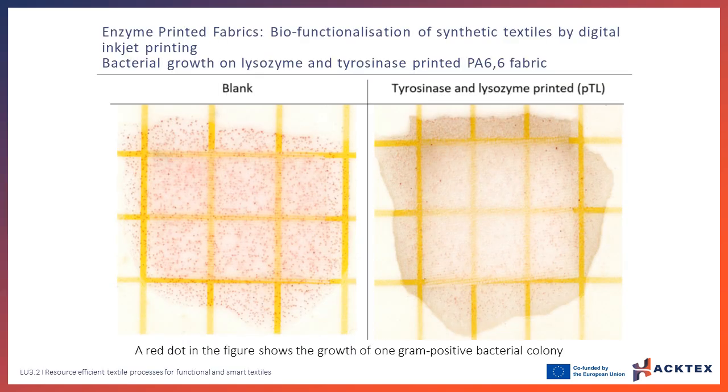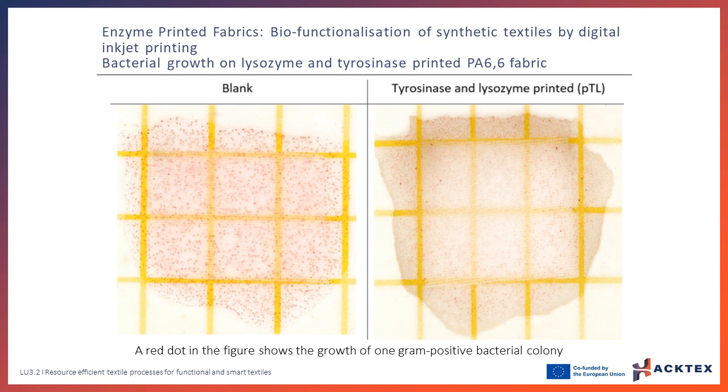The researchers investigated the biofunctionalization of synthetic textiles through the sequential inkjet printing of enzymes, specifically lysozyme and tyrosinase, onto polyamide fabric. One aspect of interest in the study was the antimicrobial activity of the printed fabrics. To evaluate this property, the growth of bacterial colonies on the fabrics was examined. In the figure, a red dot was used to represent the growth of a bacterial colony.